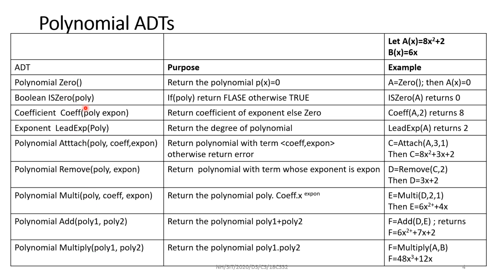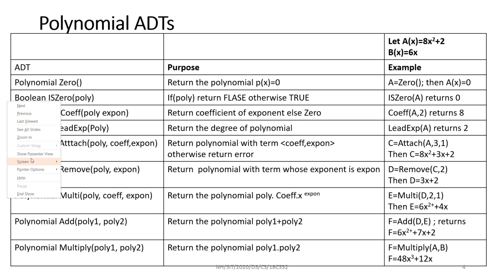The abstract data type functions are, first, the zero function, which returns a polynomial having no terms. Zero is a function named 0 which returns a polynomial without any terms. Suppose A is the polynomial that I need and I don't want any term. I can call 0. A equal to 0 means A of x becomes 0, because a polynomial is created but without any terms.